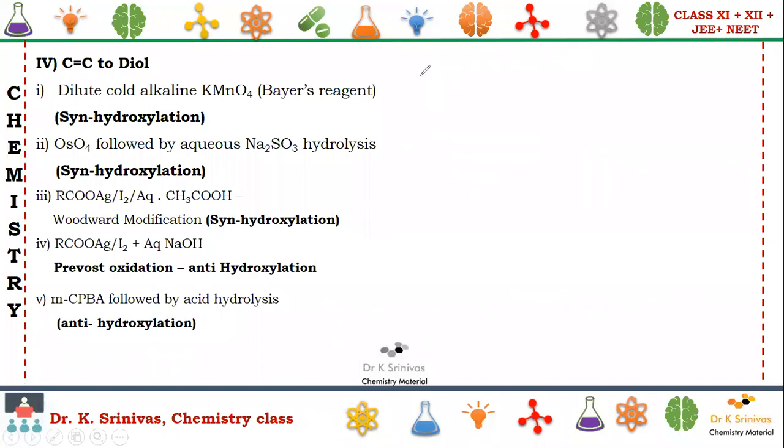Let us try to understand. What is the first one? This is alkaline KMnO4. Next one is osmium tetroxide. Yes, this is also capital here. Osmium tetroxide. Next one is silver salt of carboxylate. Yes, here also the same, but the difference is this one: aqueous acetic acid. Here aqueous NaOH means acidic medium here.